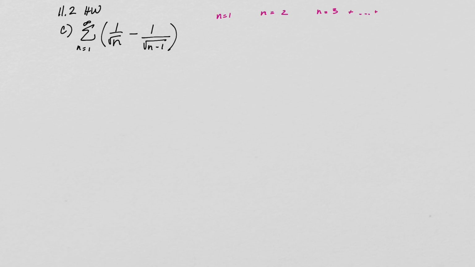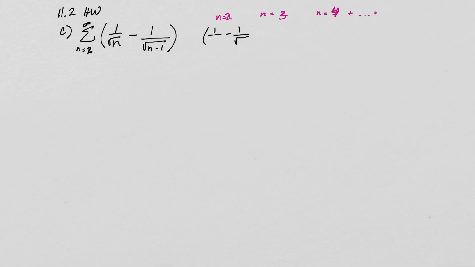So for n equals 1, if I plug in, I get 1 over the square root of 1 minus 1 over the square root of 1 minus, this should have been n equals 2. I should have fixed that. So let me, 2, 3, 4, and so forth. So erase this because n equals 1 is bad. So this would be 1 over square root of 2 minus 1 over the square root of 2 minus 1. Are you okay with that? Like plugging in n equals 2?